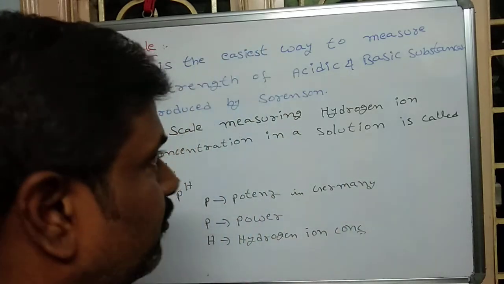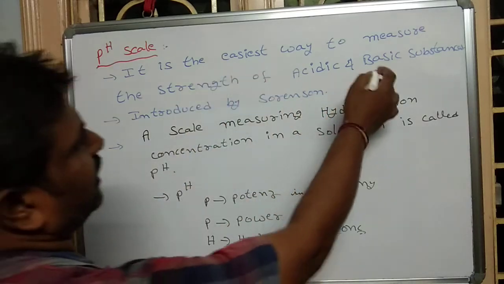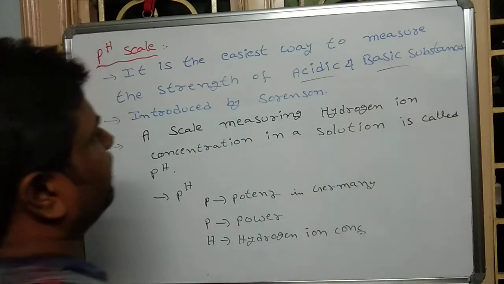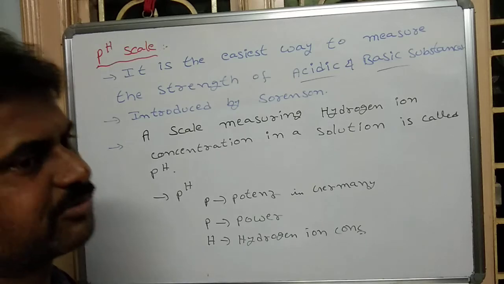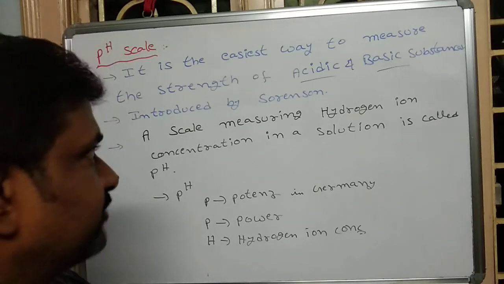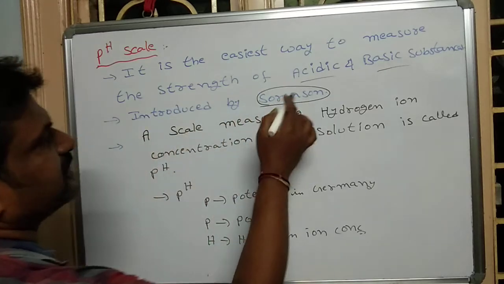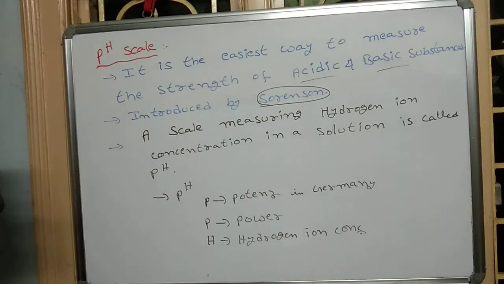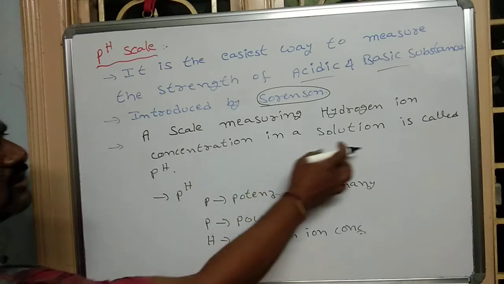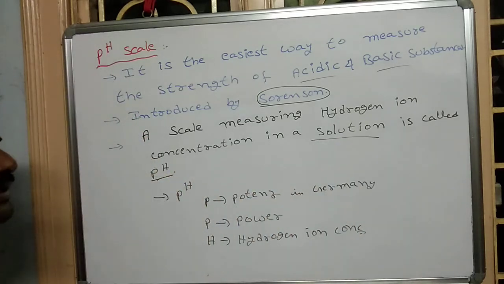So now we discuss the pH scale. The pH scale is the easiest way of measuring the acidic and basic nature of substances. This is an experimental quantity. The pH scale was introduced by S.P.L. Sorensen. A scale measuring the hydrogen ion concentration in a solution is called the pH.